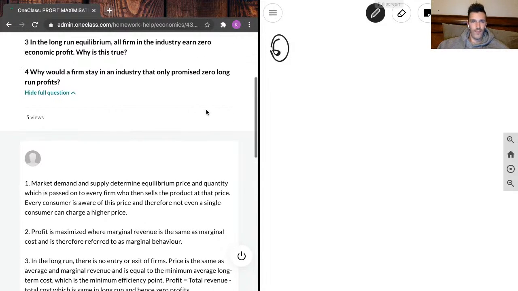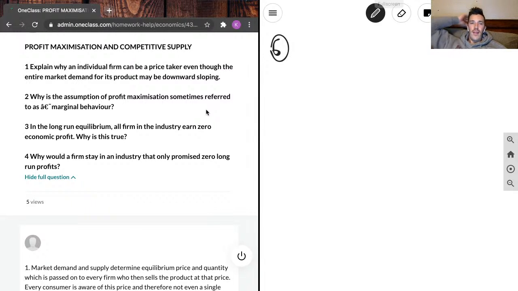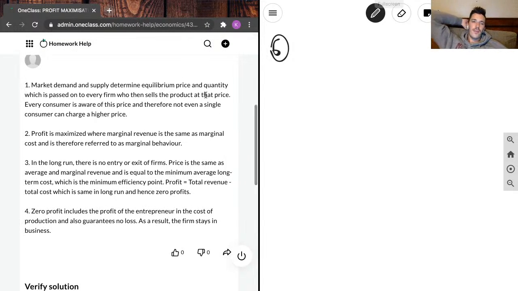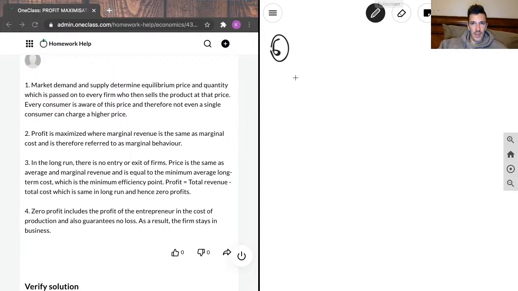And yeah. 3, in the long run equilibrium, all firms in the industry earn 0 economic profit. Why is this true? Tutor said that in the long run, there is no entry or exit of firms. Price is the same as average and marginal revenue and is equal to the minimum average long-term cost, which is the minimum efficiency point. I will draw this for us real quick.